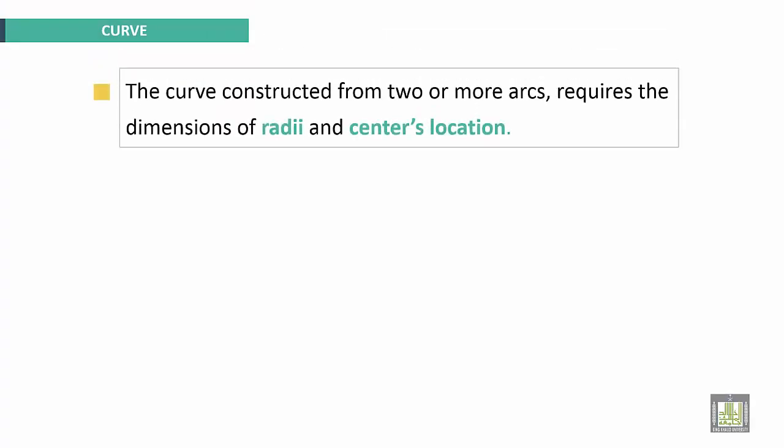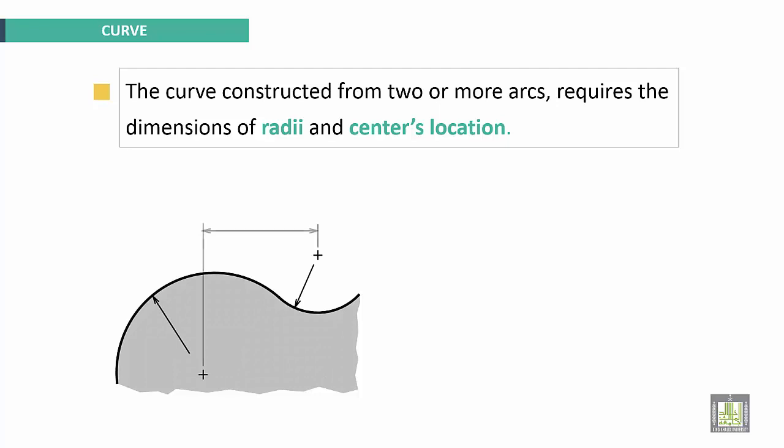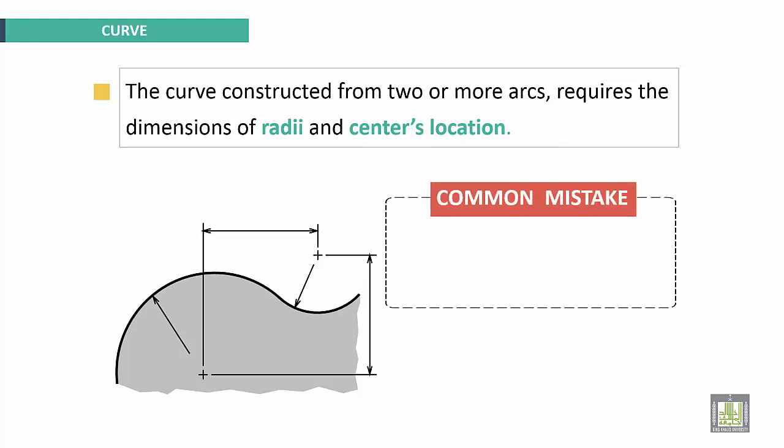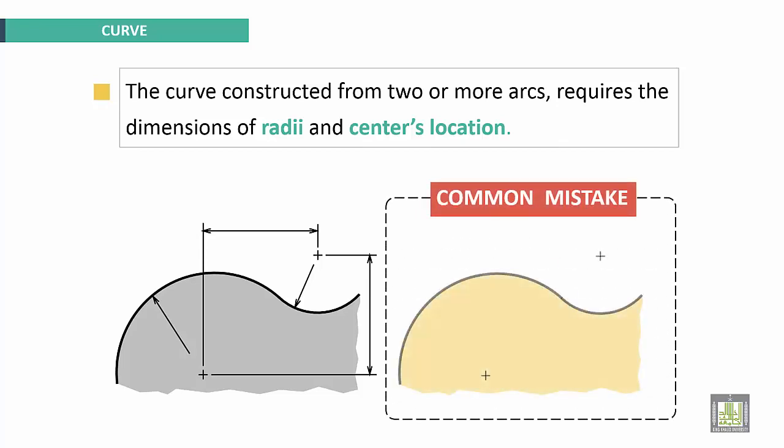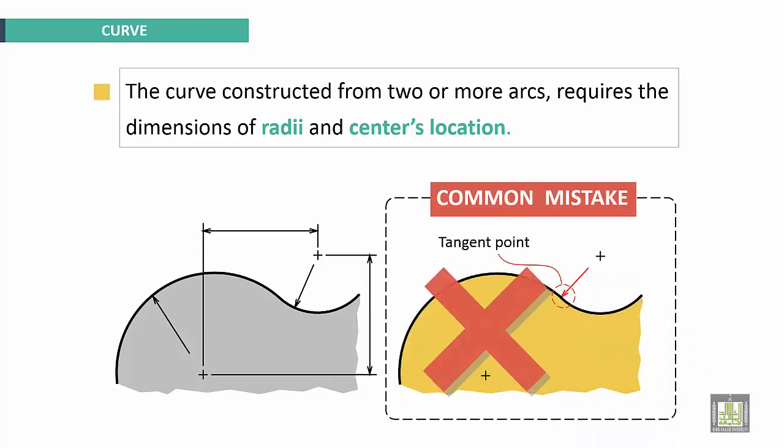Curve. A curve constructed from two or more arcs requires the dimensions of the radii and the centers' locations. This is an example. We have to specify the centers, radii, and center locations. Common mistakes here. This is the tangent point. This is wrong. It should be here. That one should be here.